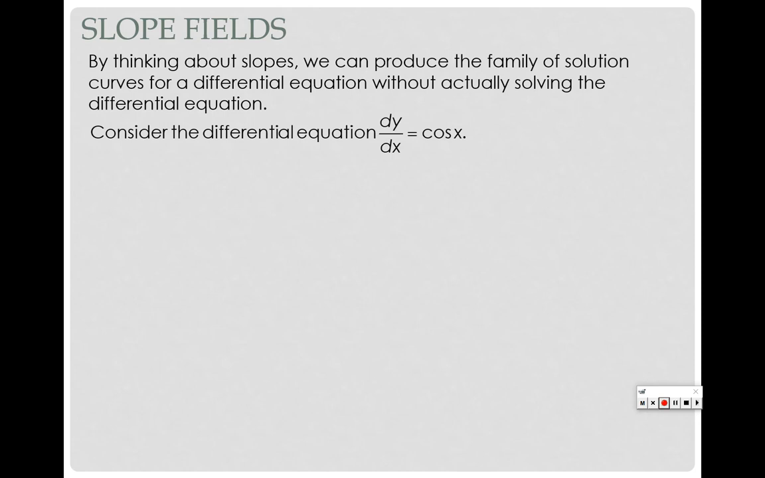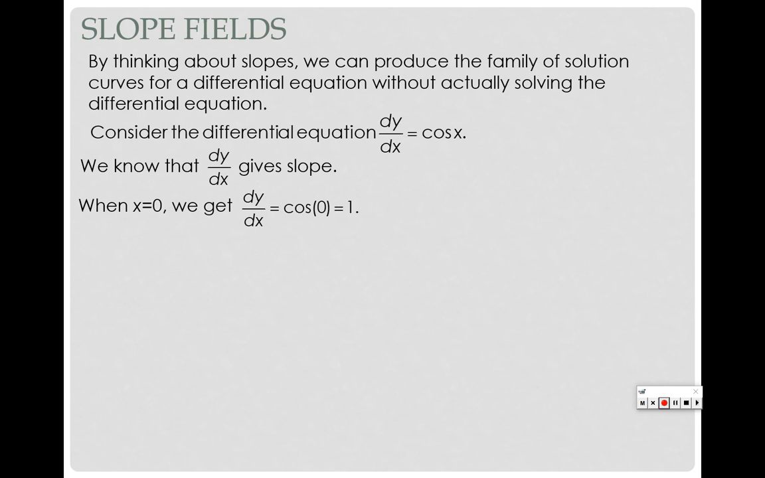Consider the differential equation dy/dx equals cos x. We know that dy/dx gives slope. So if we sub in an x value of 0, when x is 0, the slope must be 1. Not much information there. Don't let it freak you out. You're just saying, I could find the slope at a particular x value without solving the equation. Now you're like, I know how to solve this equation. I know. We're practicing on an easy one. But let's say we couldn't.